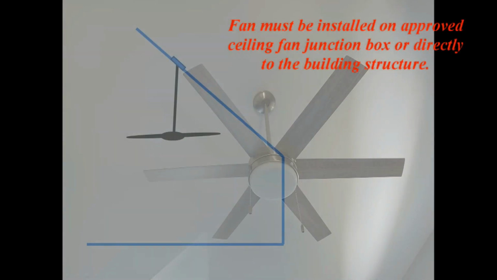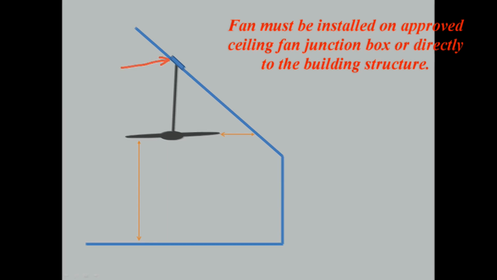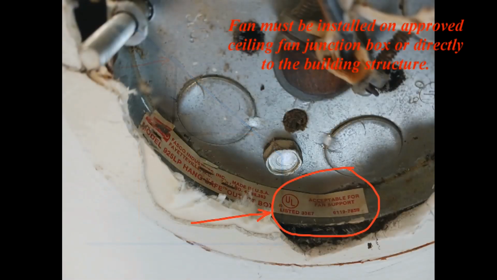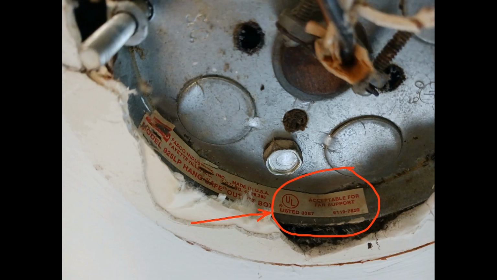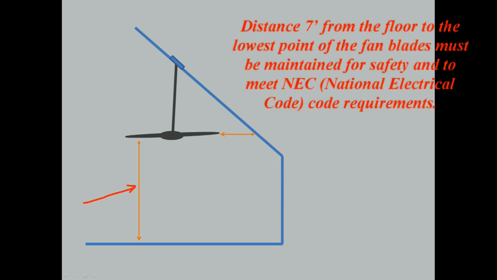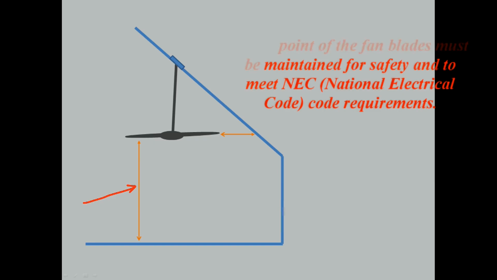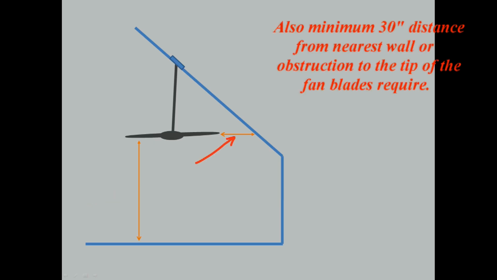Fan must be installed on an approved ceiling fan junction box or directly to the building structure. Even if a fan will be installed directly to the building structure, a ceiling junction box is required and must be installed. A distance of 7 feet from the floor to the lowest point of the fan blades must be maintained for safety and to meet NEC, National Electrical Code requirements. Also, a minimum of 30 inches distance from the nearest wall or obstruction to the tip of the fan blades is required.